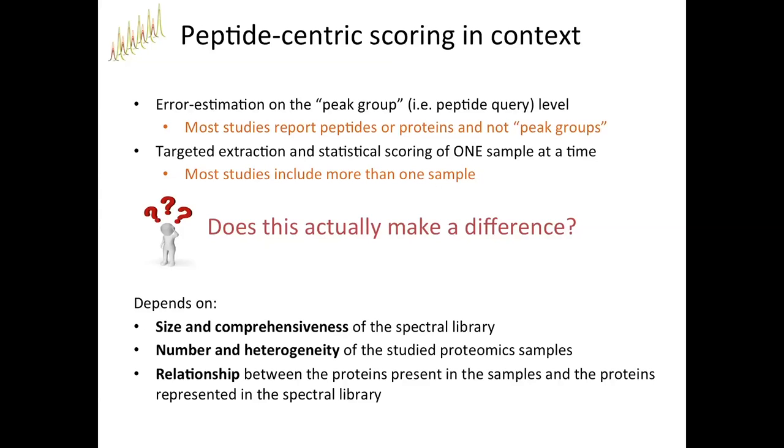So three important considerations are, first of all, the size and the comprehensiveness of the spectral library. Second important consideration is the number and the heterogeneity of the data set that you study. And last but not least, there is an important relationship between the proteins present in your sample and the proteins that are represented in your spectral library.